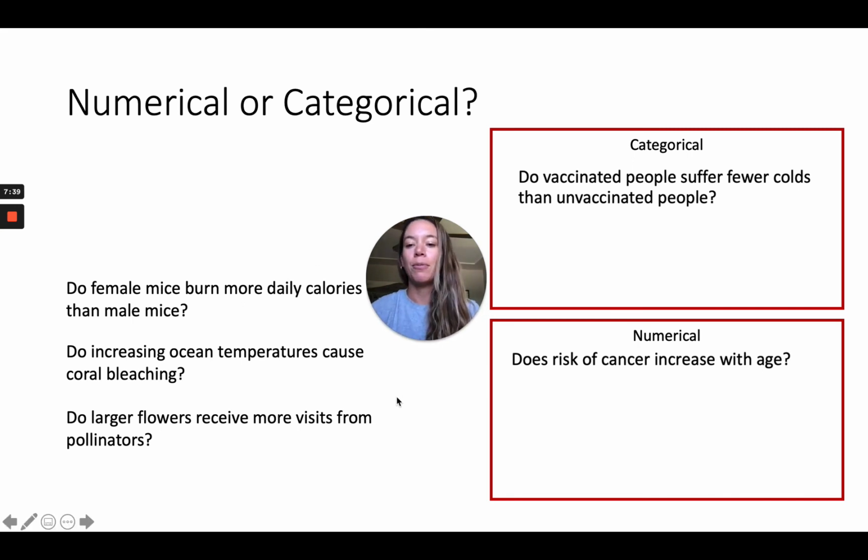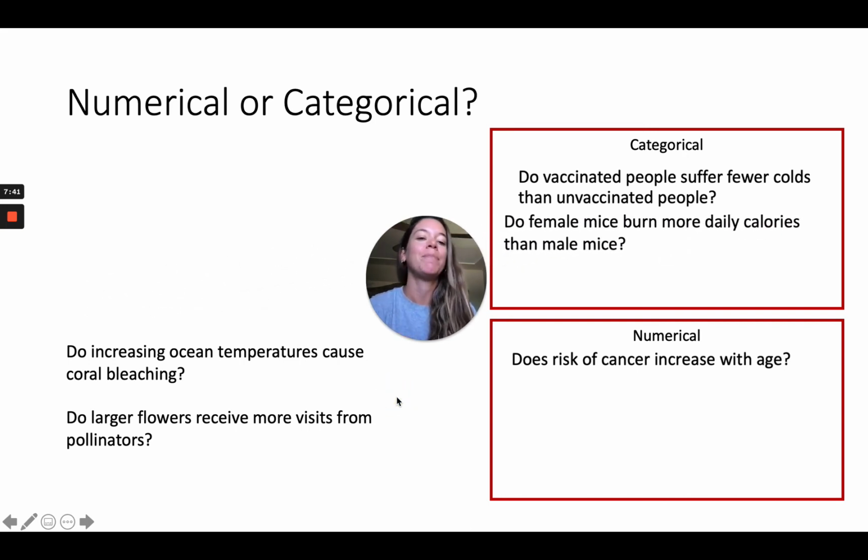Let's look at number 3. Oops, pushed the button too soon. Do female mice burn more daily calories than male mice? Here we're comparing male versus female mice, and therefore it is, of course, a categorical form of an independent variable.